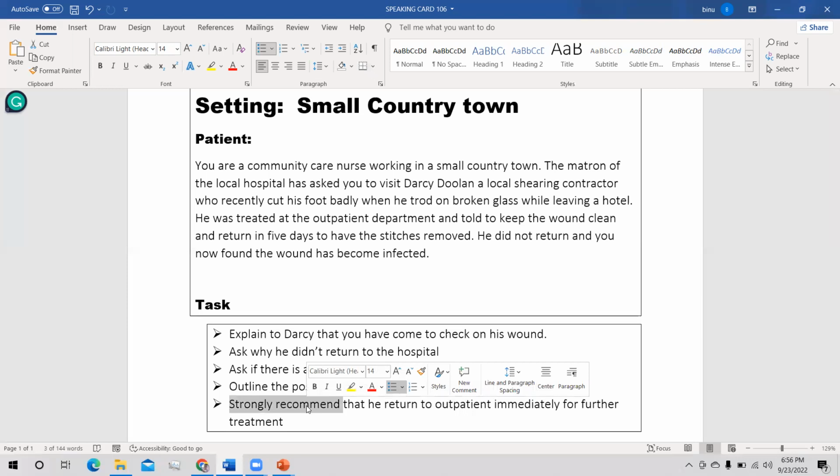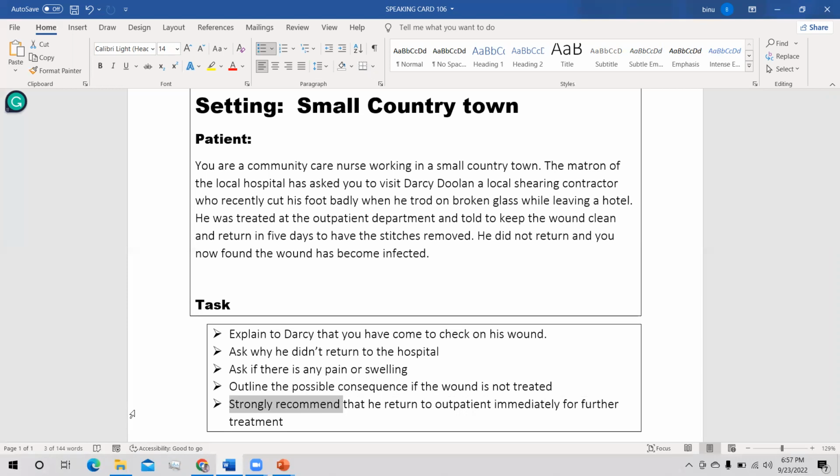Explain to Darcy that you come to check his wound. Definitely that we have to do along with the introduction. Okay. And the second task for you is ask why he didn't return to the hospital. That simply you can ask. Okay. The third thing, ask if there is any pain or swelling.